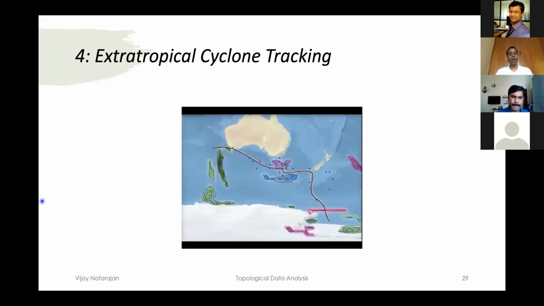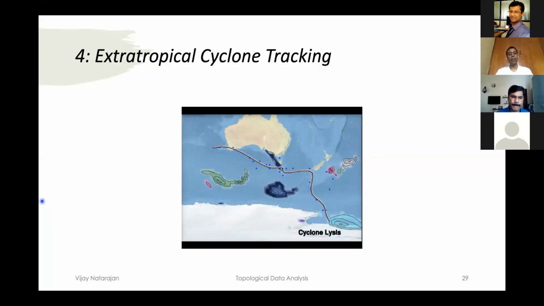Cyclones again vary over time, something that we often experience. But in this study, we are looking at extratropical cyclones. These are cyclones, for example, over Australia, as you see here, or over the European continent. Cyclones appear far more frequently in these regions, and they are less intense. They bring a lot of rainfall. An important problem is to be able to track these cyclones over time. This is a difficult problem because cyclones are not as prominent as the kinds we see in the tropical region.